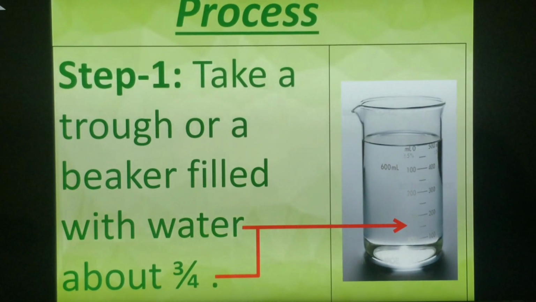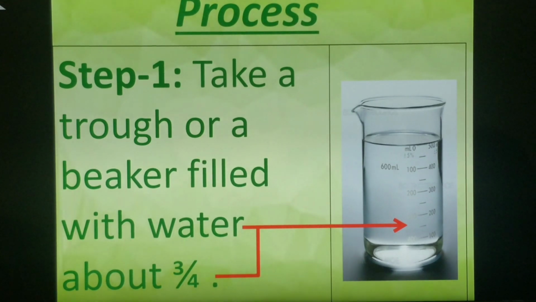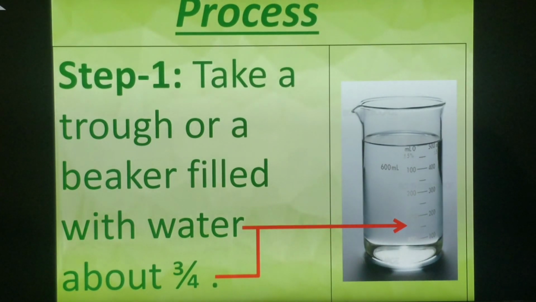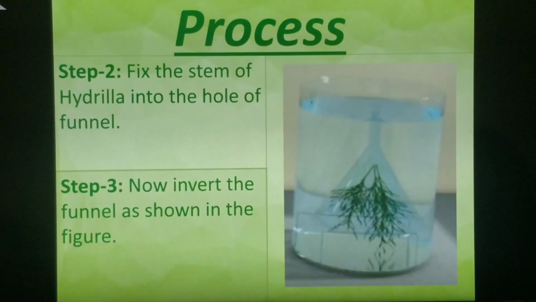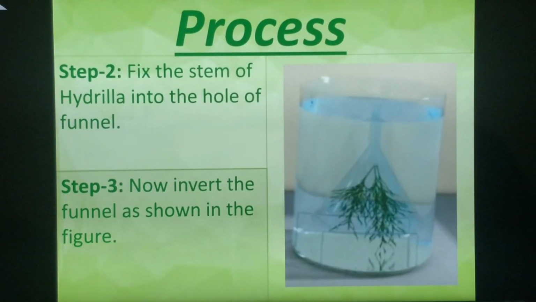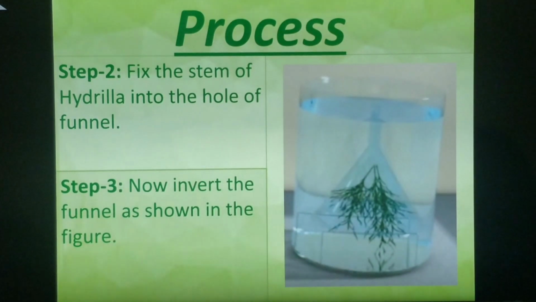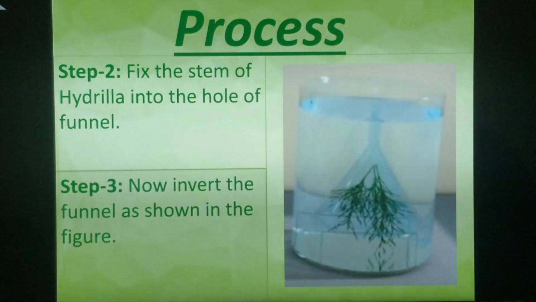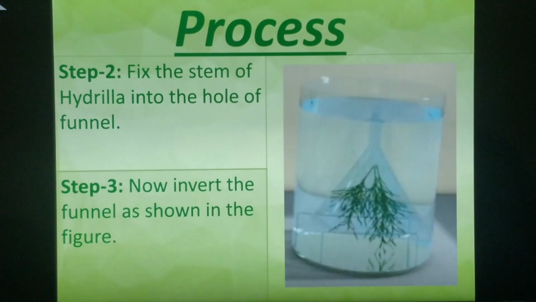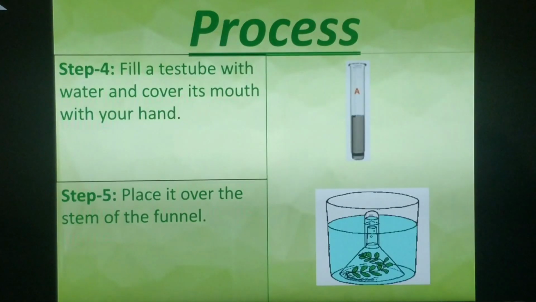Take a trough or a beaker filled with water. It should be filled with water about 3/4 of the beaker or 3/4 of the trough. Second step would be fix the stem of hydrilla into the hole of funnel as it is shown in the picture. Step 3. Now invert the funnel as shown in the figure.